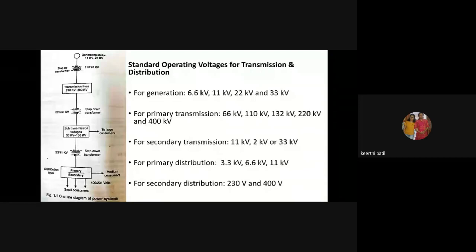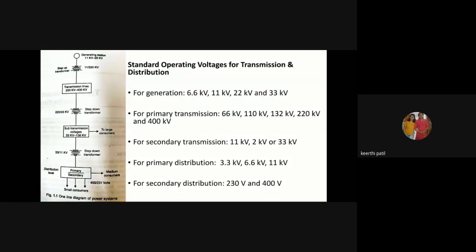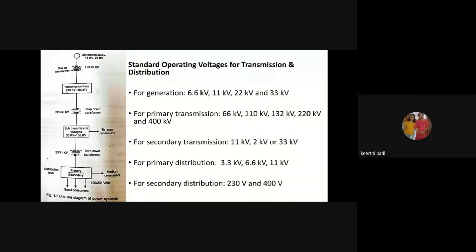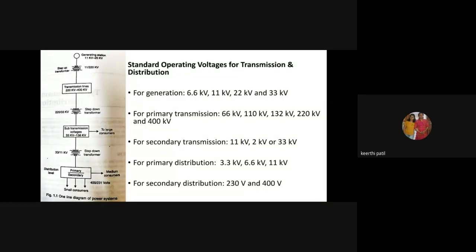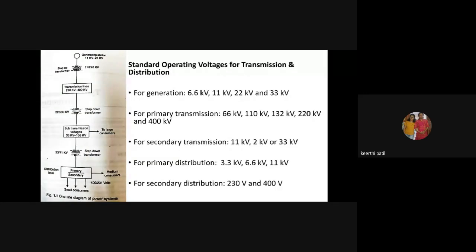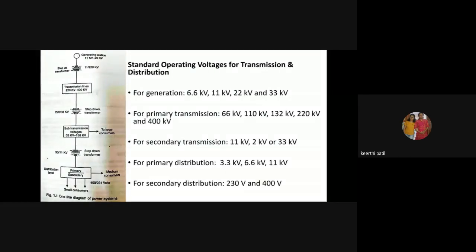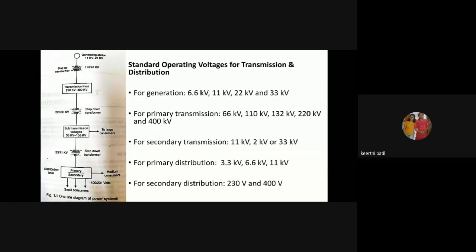Next is the primary distribution and secondary distribution. For the primary distribution, 3.3 kV, 6.6 kV, 11 kV is used, and that is used for what? For the distribution to large consumers. Okay, 3.3, 6.6, 11, these are the voltage level ratings. For secondary distribution, 230 volt and 400 volt for low voltage distribution occurs. So this is very important.